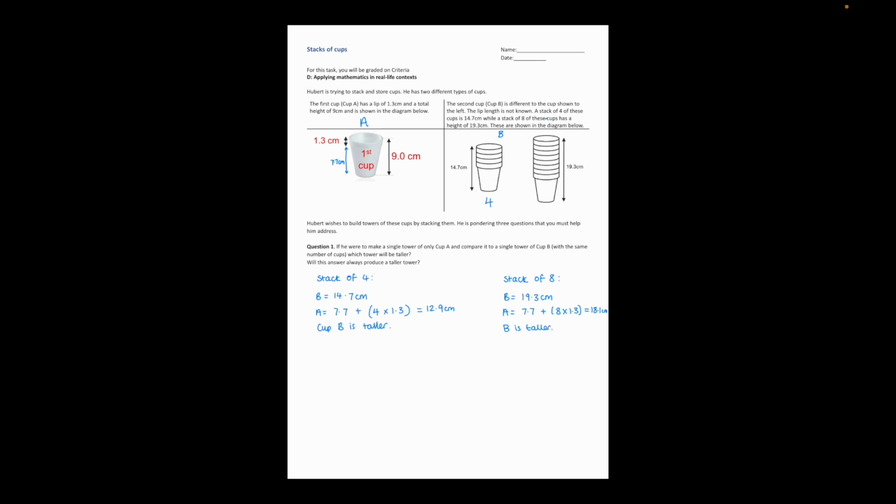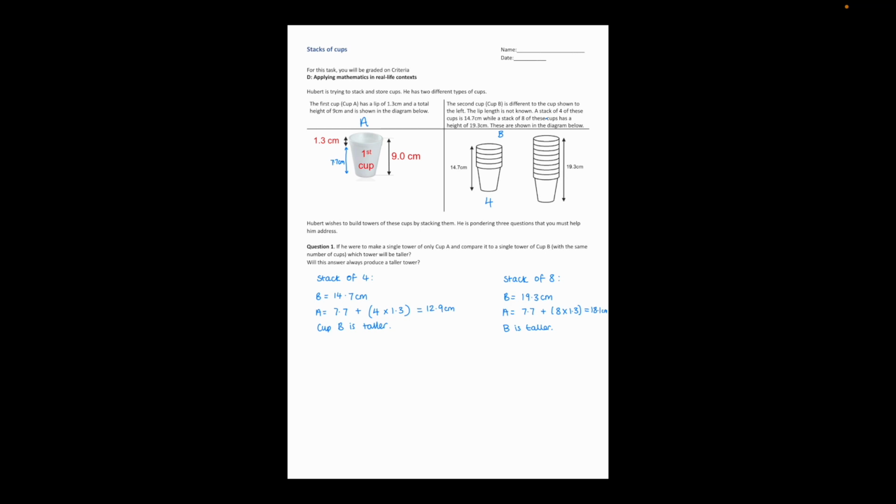However, when we look at those two numbers, when we only had a stack of 4, cup B was quite a lot taller, almost 2 centimeters taller. Whereas with this stack of 8, it's only just over a centimeter taller. So you can see that the difference is changing. So will it always produce a taller tower? Probably not. The lip size might be different compared to the base size, and we need to investigate that a little bit further. We can't just assume that B is always going to be taller.